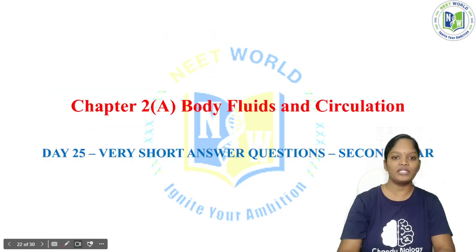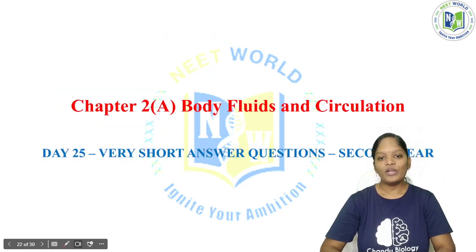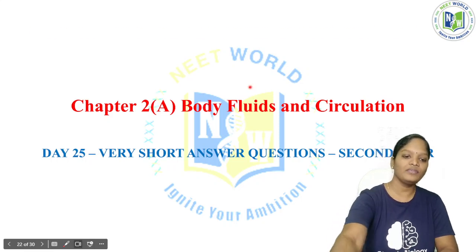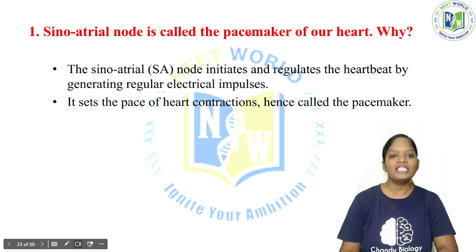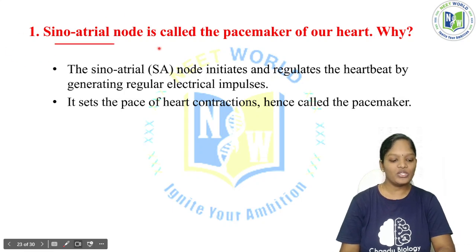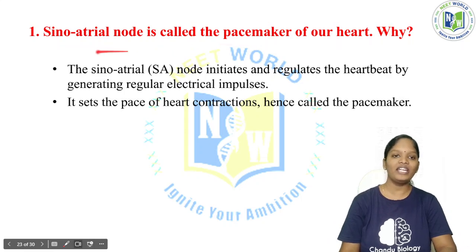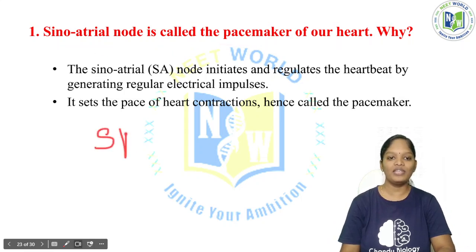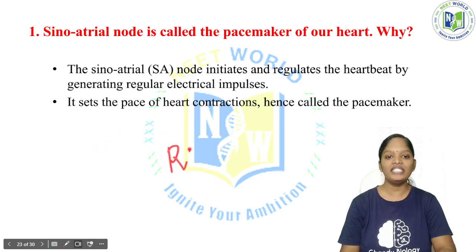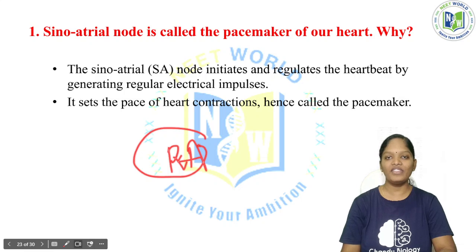Important question. Now we are going to discuss the very short questions in Body Fluids and Circulation in the second year, okay. So the first question will be: the sinoatrial node is called the pacemaker of our heart, isn't it? Of course, we know the famous statement, SA node. The sinoatrial node is present in the right atrium, in the upper side of the right atrium.